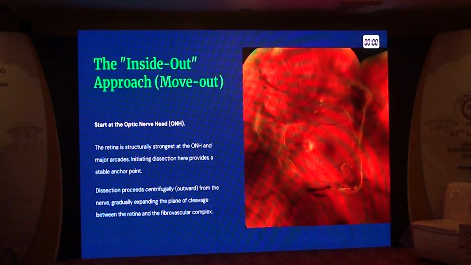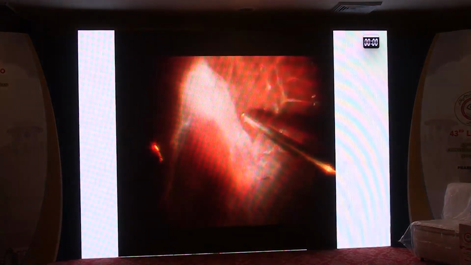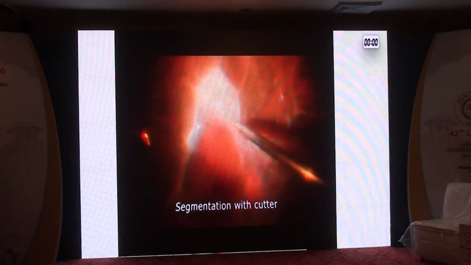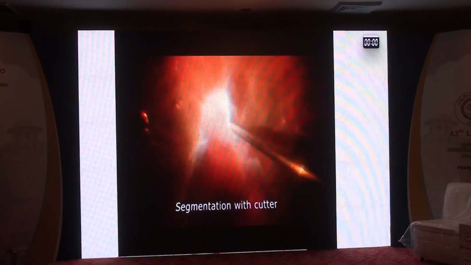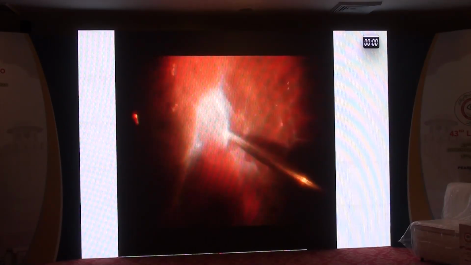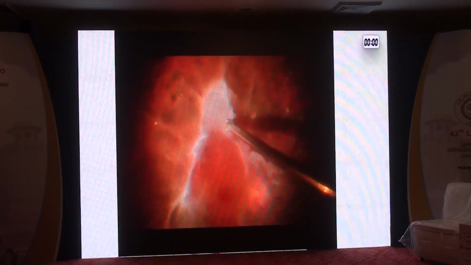The next technique is the inside-out technique, the move-out technique. I do this technique only when the posterior vitreous is quite tight and there is no space between the peripheral retina and the vitreous. We usually start at the disc, pulling at the disc. Usually the retina is quite lax at the disc and it allows separation to happen between the posterior vitreous and retina. If you try it anywhere else, it will lead to a retinal hole. So here is another case where we have started at the disc and started segmenting after pulling the retina, and you do segmentation with the cutter and delamination with the cutter.